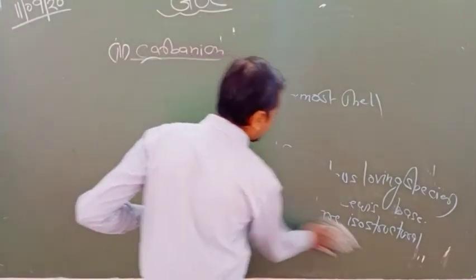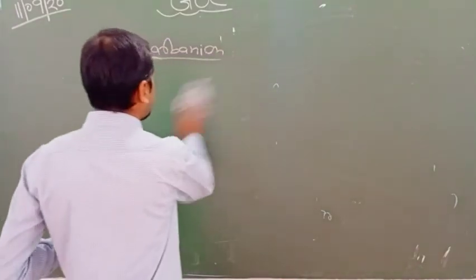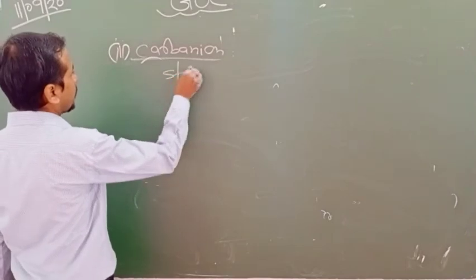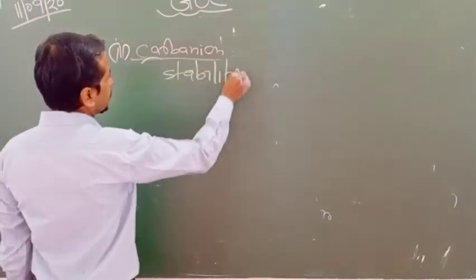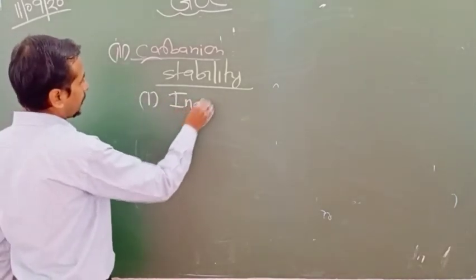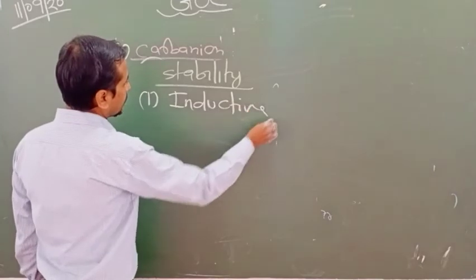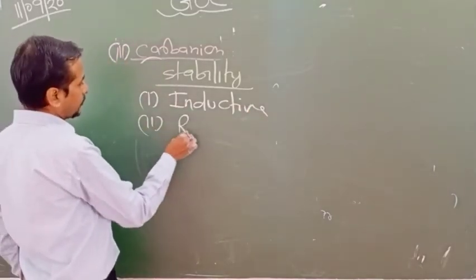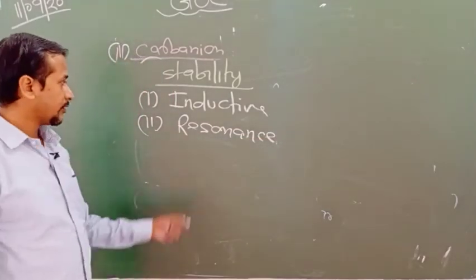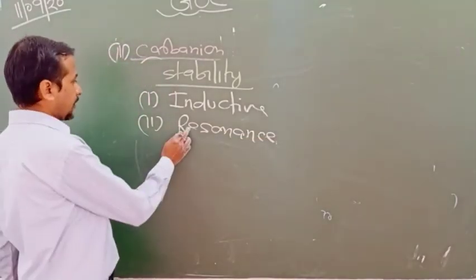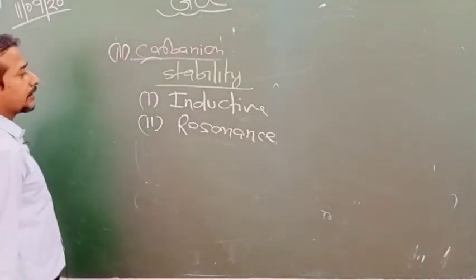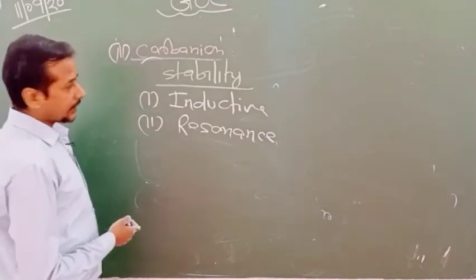Now one more thing, stability. See how we decide the stability of a carbanion. The stability can be decided by either inductive effect or resonance. In this condition, hyperconjugation is not involved because octets are complete. The movement of electrons does not take place, and hence no hyperconjugation takes place here.